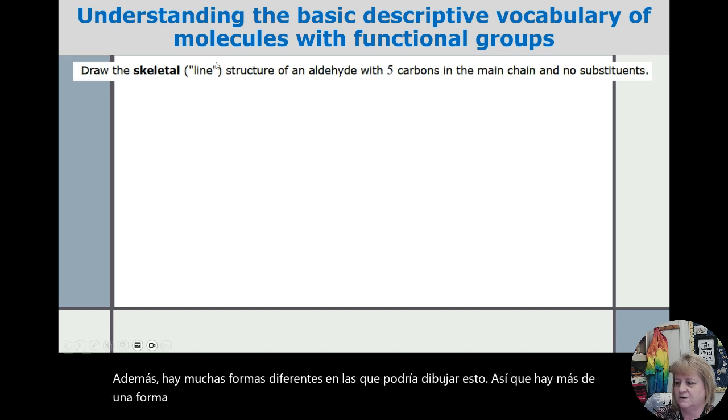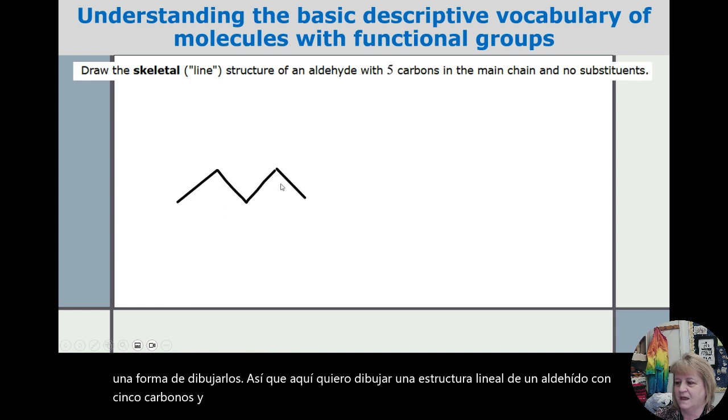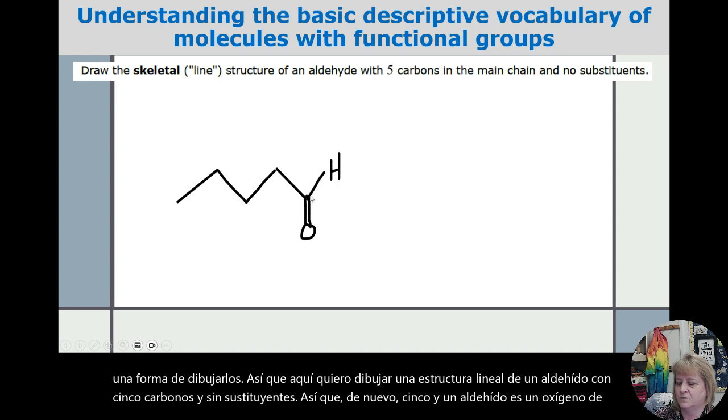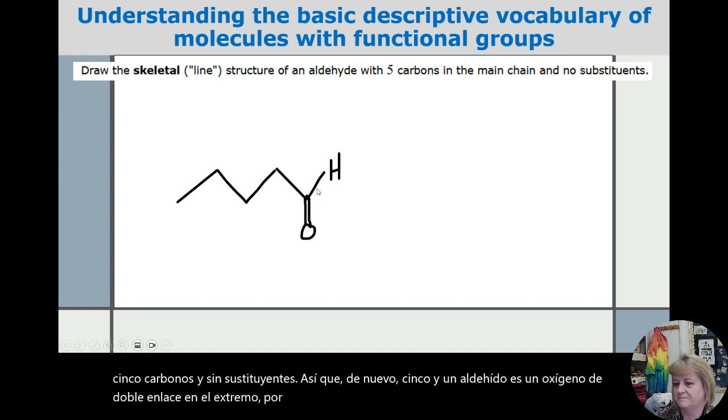So here I want to draw a line structure of an aldehyde with 5 carbons and no substituents. So again, 5 carbons, and an aldehyde is a double bonded oxygen on the end. So double bonded oxygen with an H. And there's really no other way to draw that because the double bonded oxygen does need to be on the end.